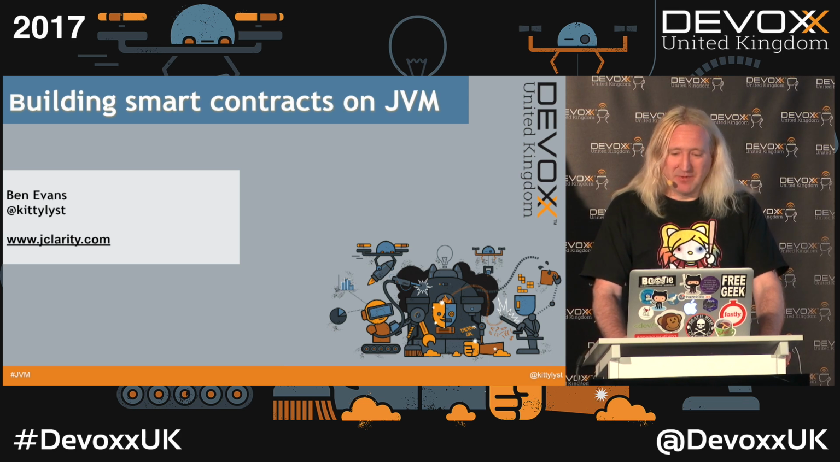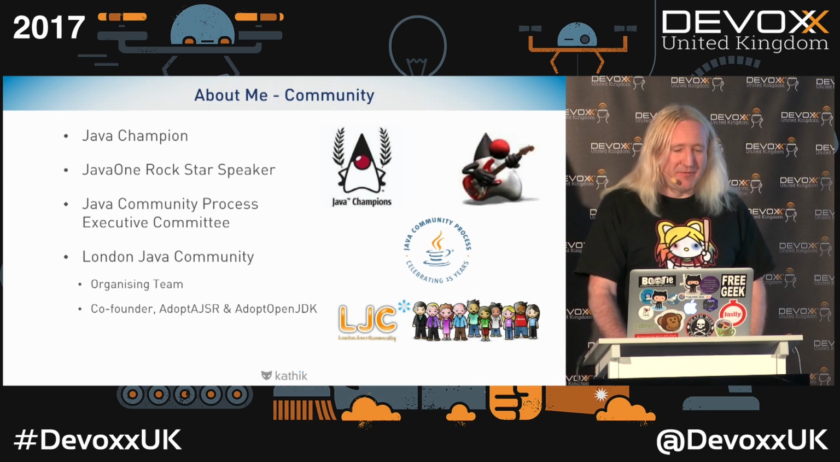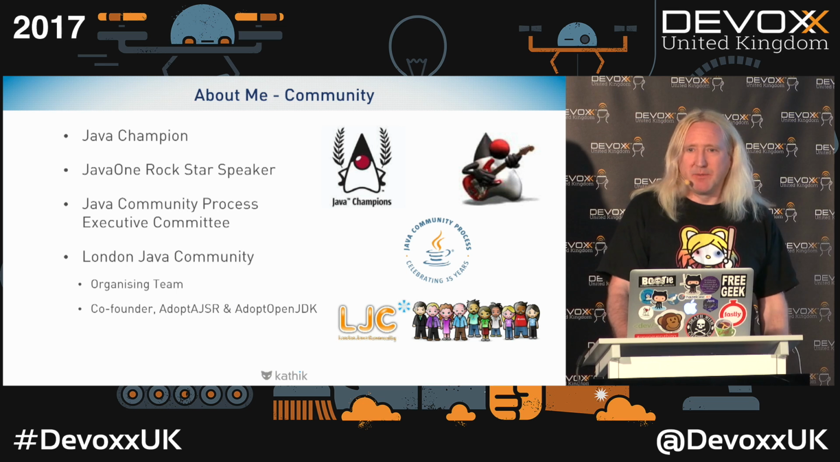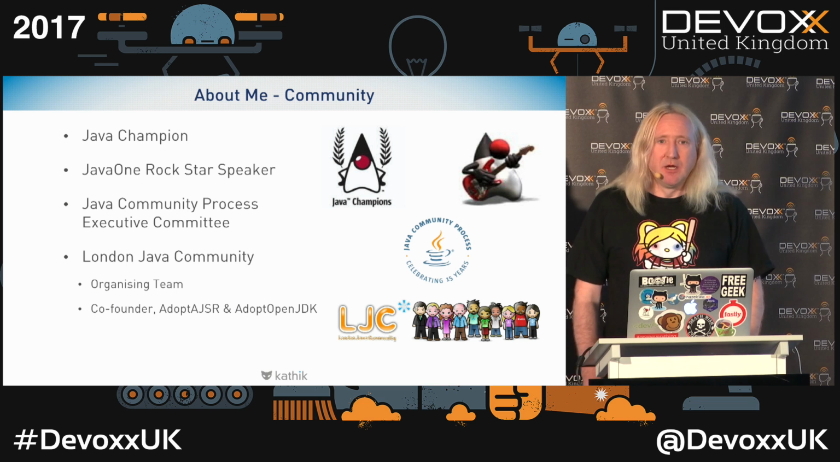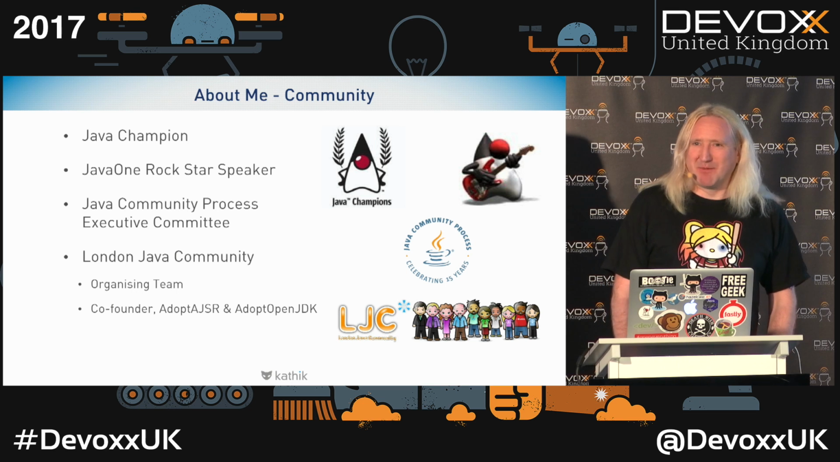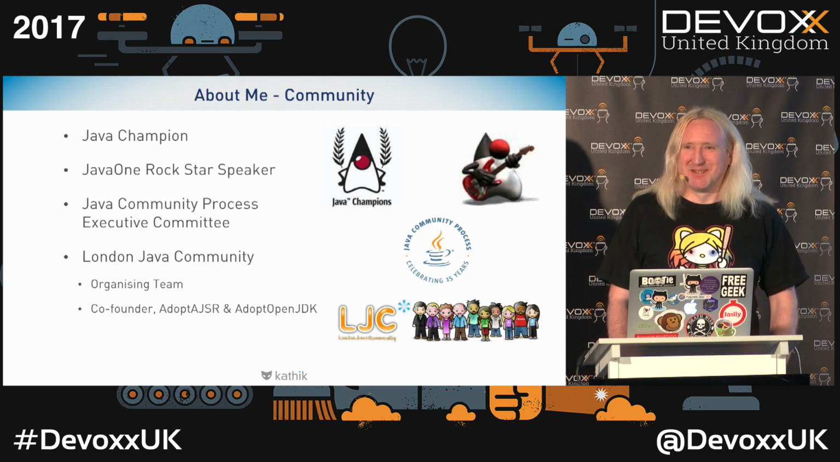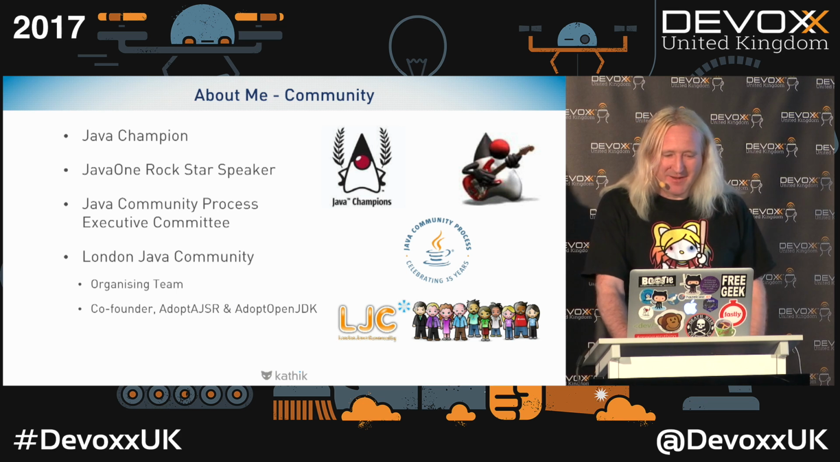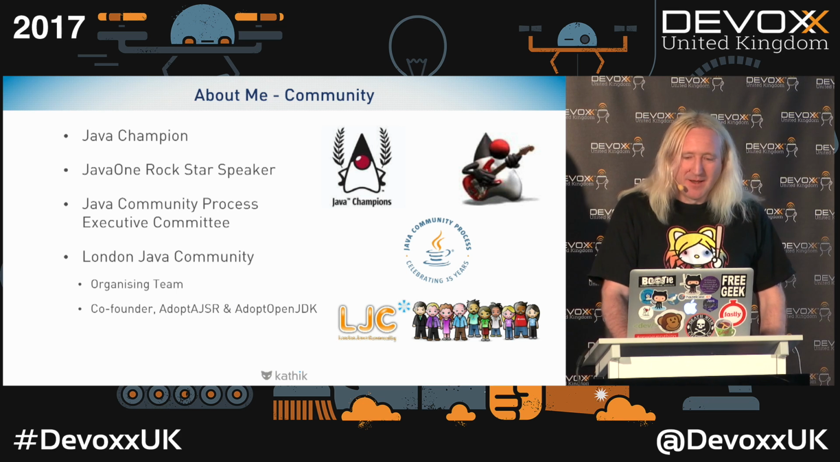So I'm Ben Evans, and I've done a bunch of stuff in the community, Java Champion. I serve on the Java Community Process Executive Committee, which is the body which determines new Java standards. You might have seen some stuff in the tech press about Java 9 modules. That's been occupying a lot of my time lately, so if you want to know about that, come and see me at the end.